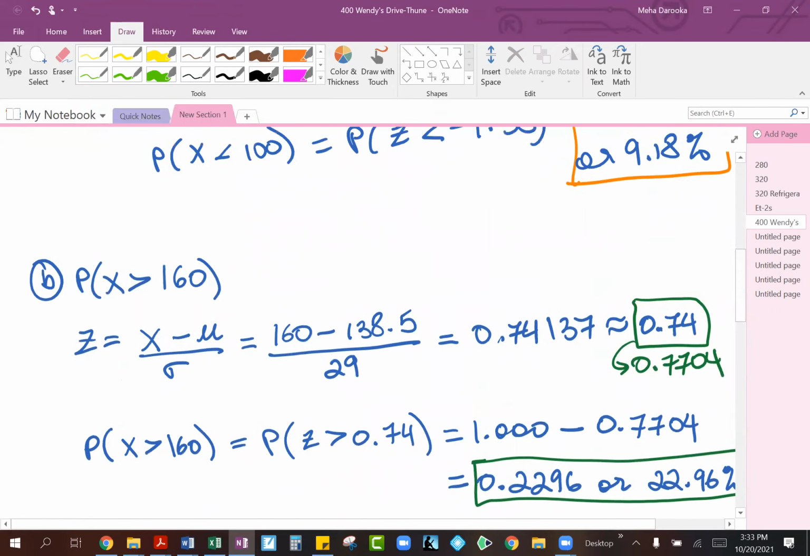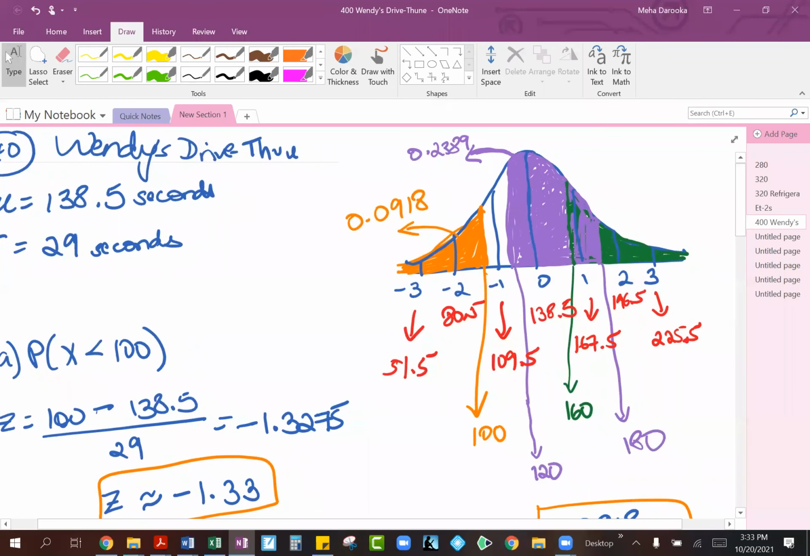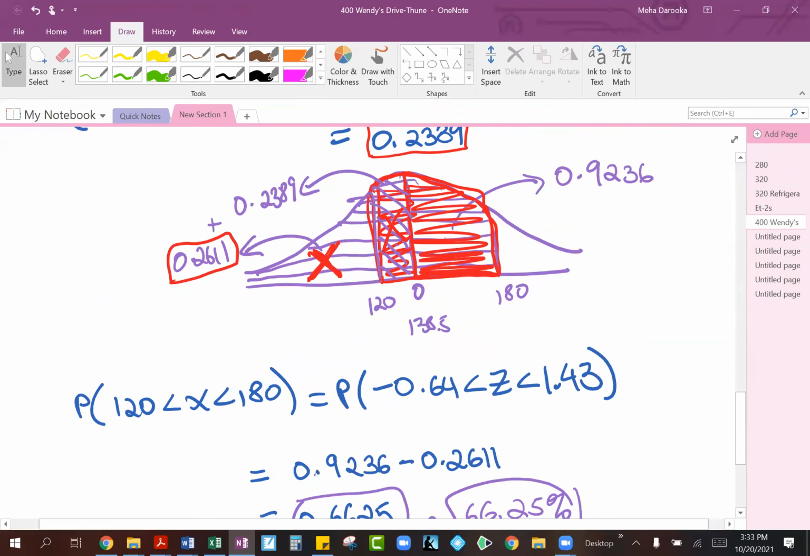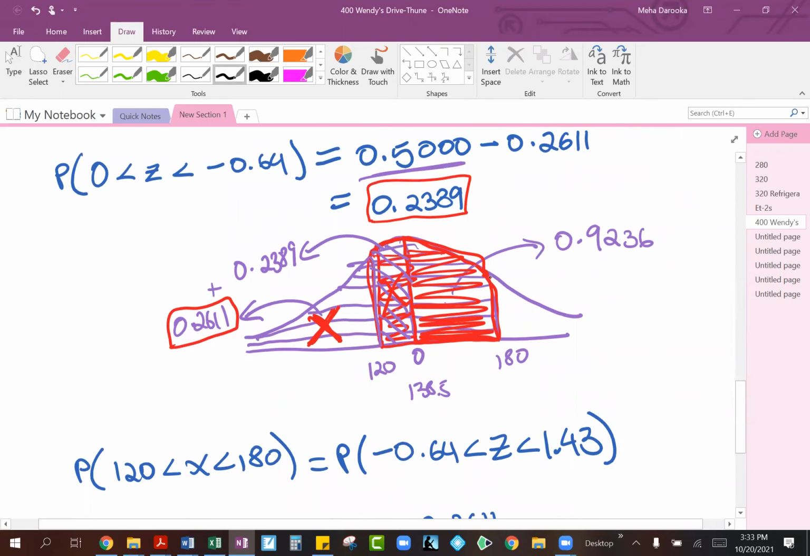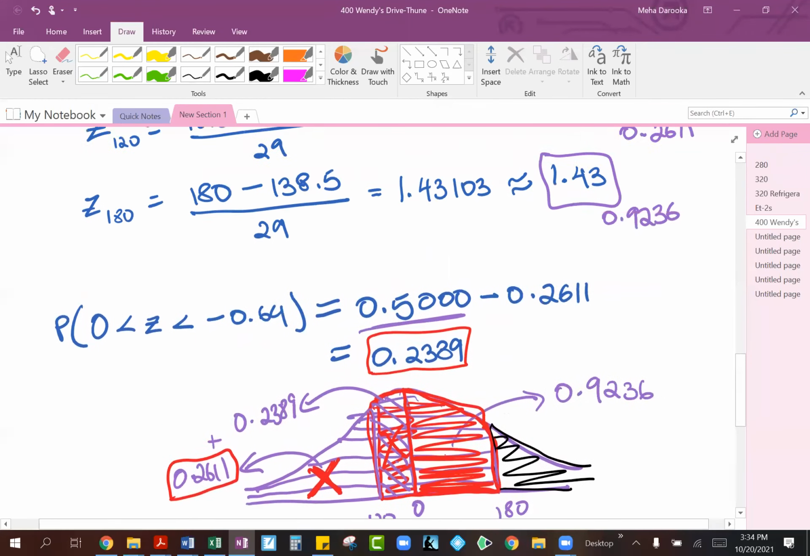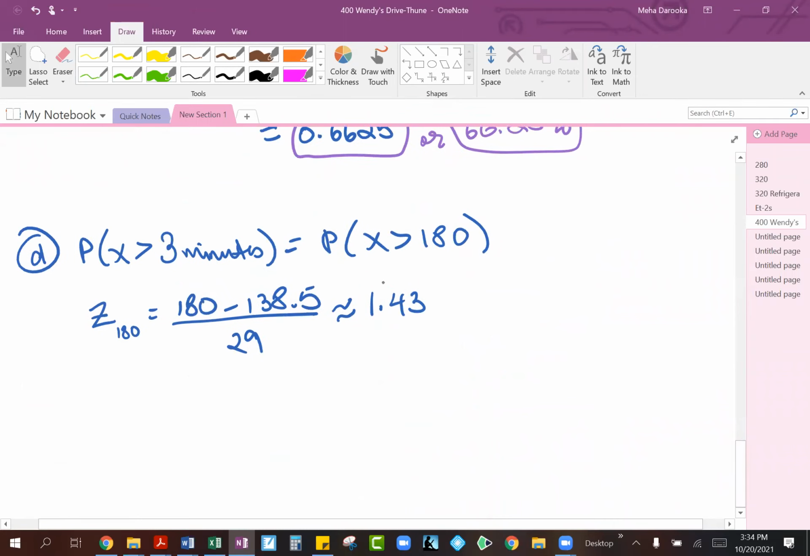So this time we're actually interested in finding out more than 180. So you can see again, our 180 is right over here. So when we're saying more than 180, again, we're looking at this little portion over here. If I show it to you in this little graph we had done, that would be from 180 to the right-hand side. So what's the probability? So this area was 0.9236.